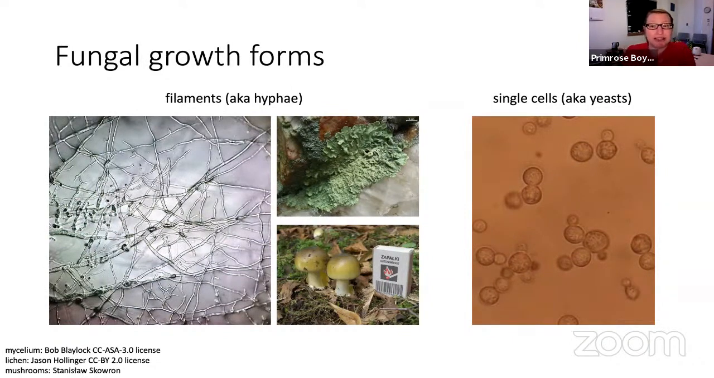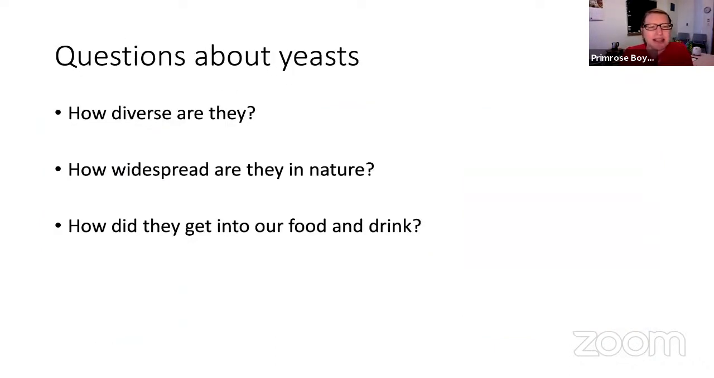Or fungi can grow as single cells. And it turns out there are a lot of different single-celled fungi. There are a lot of different yeasts. And so now that you know what a yeast is, and I hope you have a vague idea at least of what a fungus is, we can ask three questions. We can ask how diverse they are, how widespread they are, and how they got into food and drink.